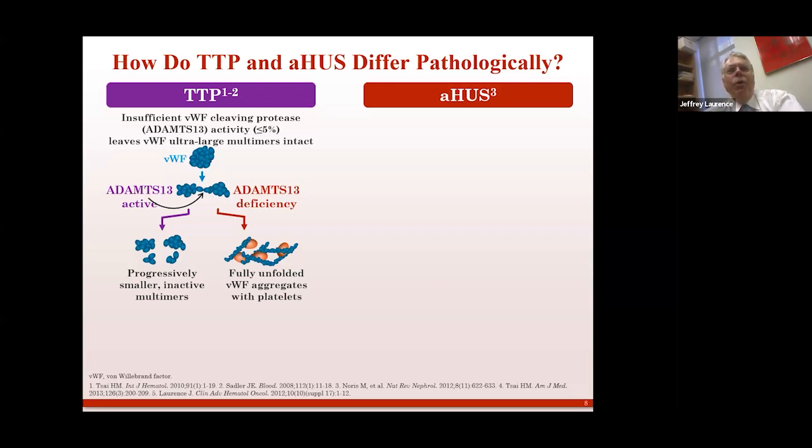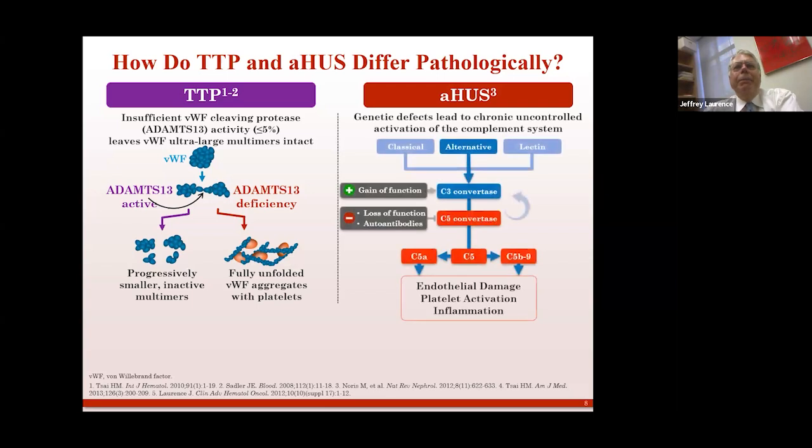ADAMTS13 working, no clotting problem, no TTP. But what if you had an autoantibody against ADAMTS13, or in 5% of instances, a congenital deficiency? Then that process continues unimpeded and you get the clotting disease we call TTP. What about HUS? TTP in the vast majority of instances is an acquired autoantibody disease.